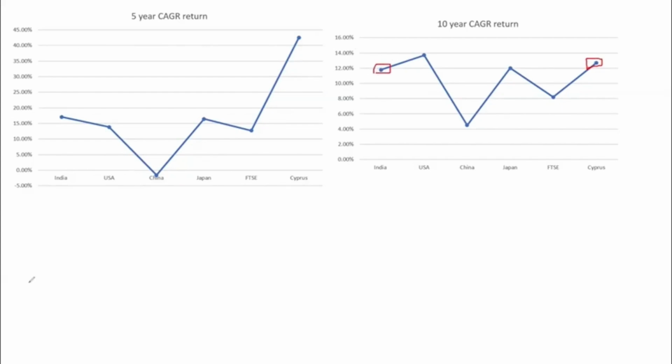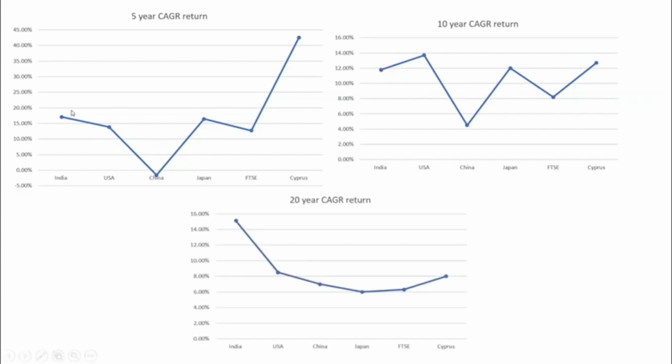But the real game happens more in the longer term. Let's say in the 20-year horizon, we can see that India has outperformed all these countries, and India has given a total CAGR of 15% for the last 20 years, and Cyprus holds only about 8%, which is still more than Japan, China, and UK combined.